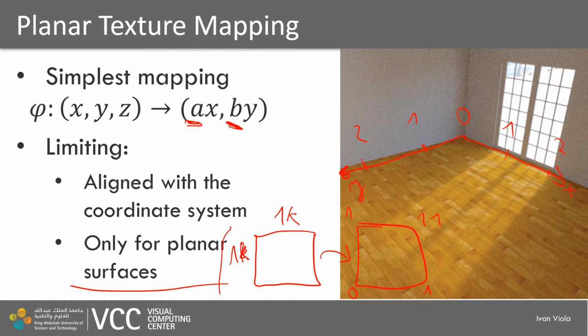This example also indicates that it will only work if we are aligned with the coordinate system, which is clearly not often the case. So our houses and the architectural details there will not always be nicely aligned with our coordinate system.